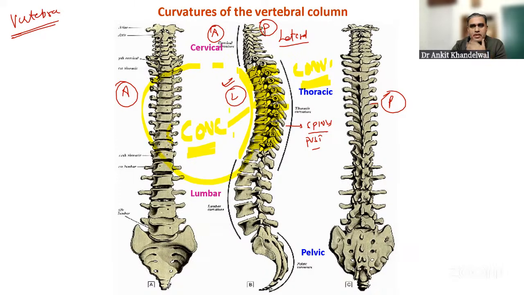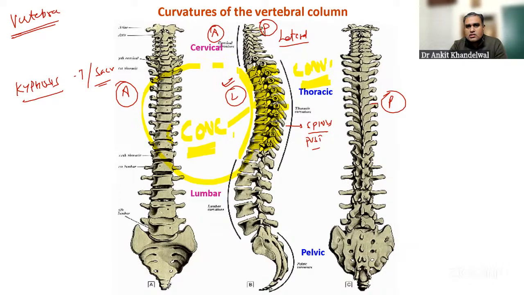So understand this. And this normal curvature, technically or medically, we normally call it a kyphosis. Kyphosis about the thoracic, and if you look below, also about the sacral vertebrae.